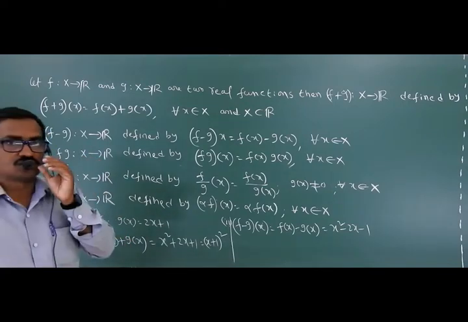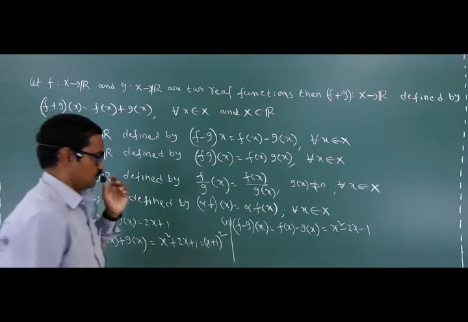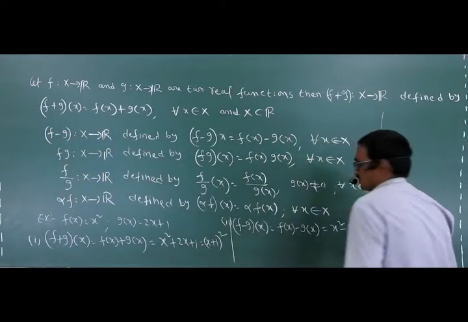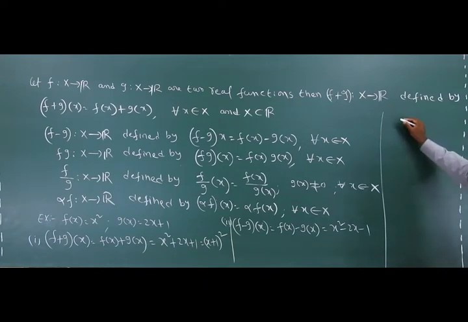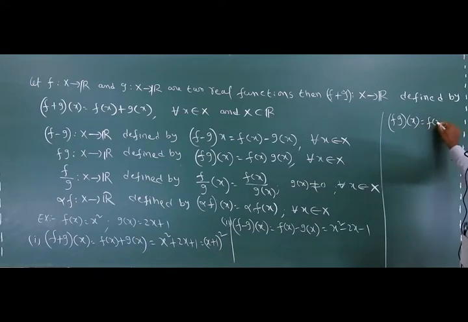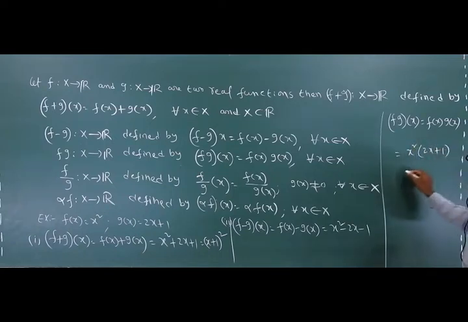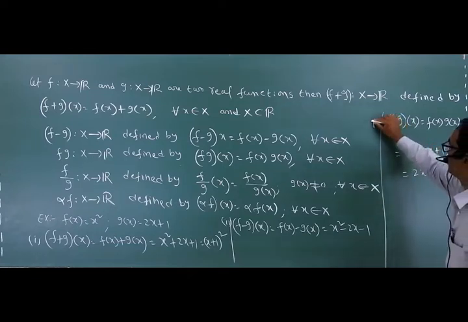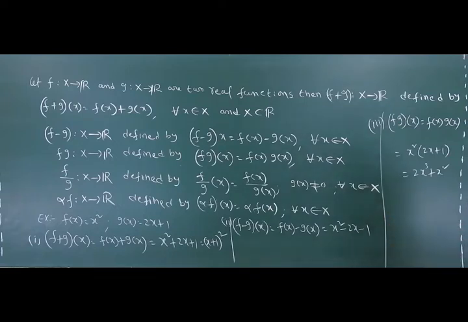The product of two real functions is also a real function. fg of x is equal to f of x into g of x. That is equal to, f of x is x square and g of x is 2x plus 1, that is equal to 2x cube plus x square. It is the third one. Next, division of one real function by the other real function.